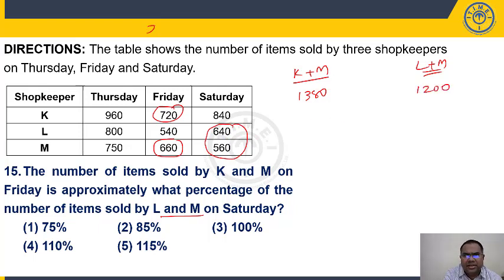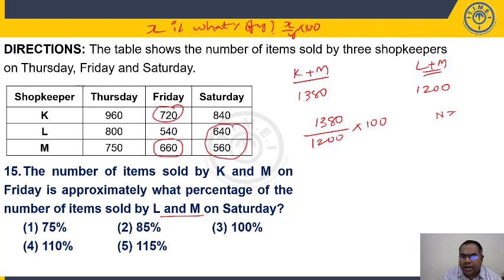X is what percentage of Y. What will you write? X is what percentage of Y? You will write X by Y into 100. X by Y into 100. So 1380. K plus M is what percentage of L plus M? 1200 into 100. Numerator more than denominator. Straight away I can say the answer is more than 100%. So I can eliminate first option, second option, third option.